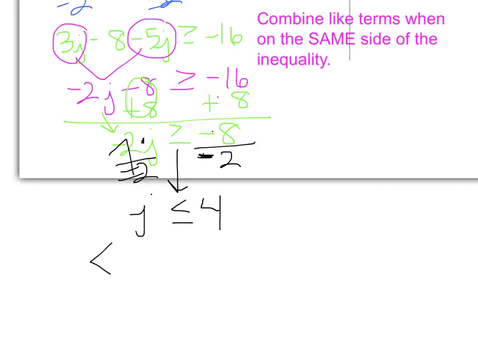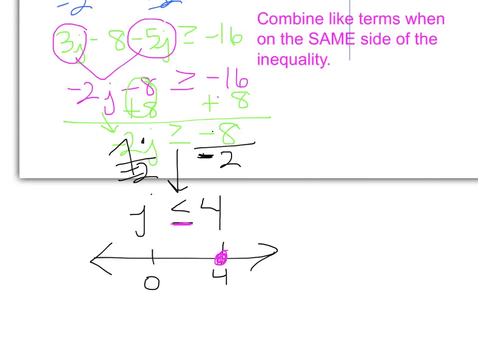Alright, graphing. Got to graph our solution. I need a 0. I need a 4. Open or closed circle? It's going to be closed because of that line under there. I'm including the 4 in my solution.